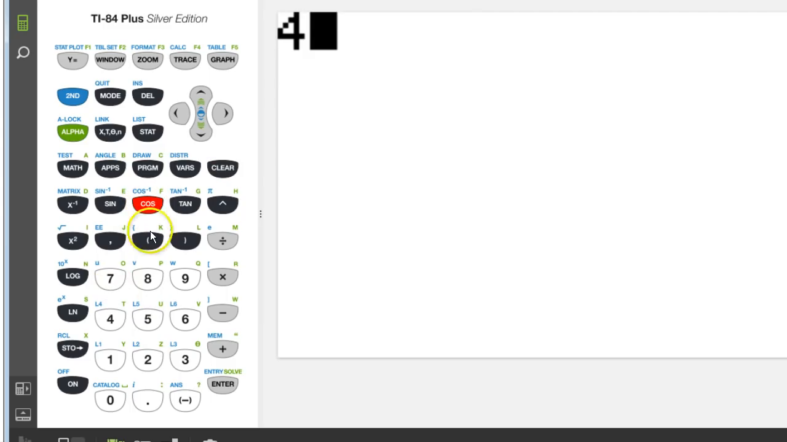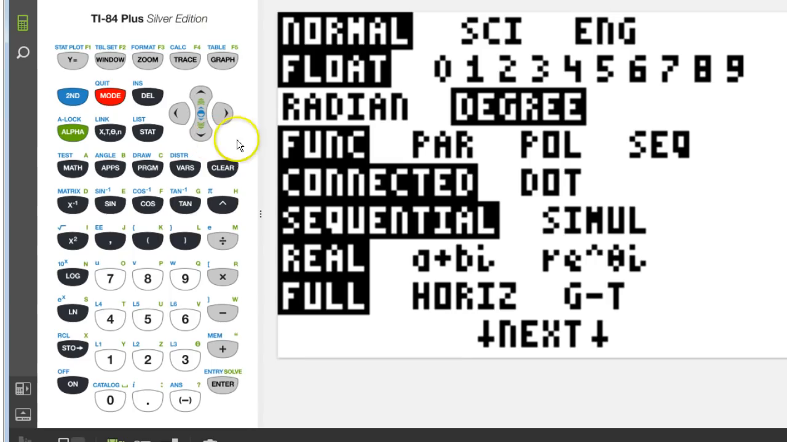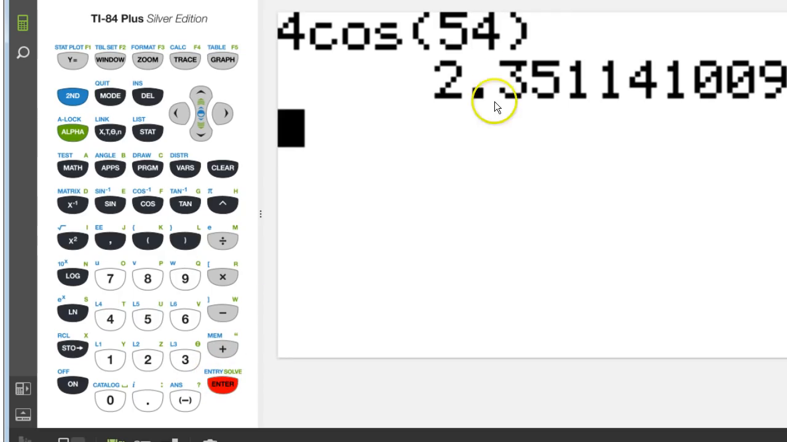4 cosine, wait, you know what? I need to make sure I'm in degree mode. I am. 4 cosine 54. All right, that is 2.35.